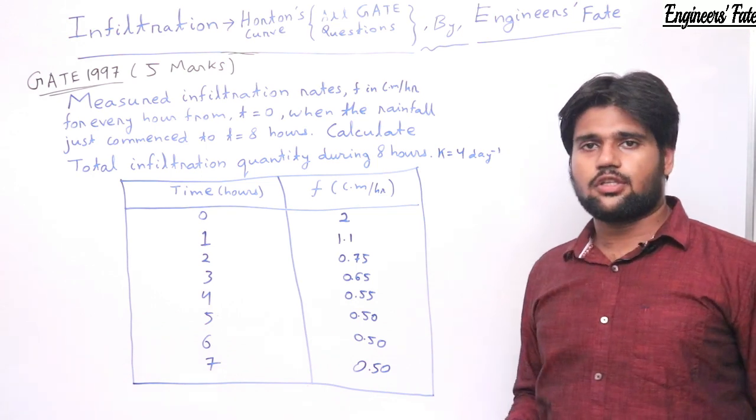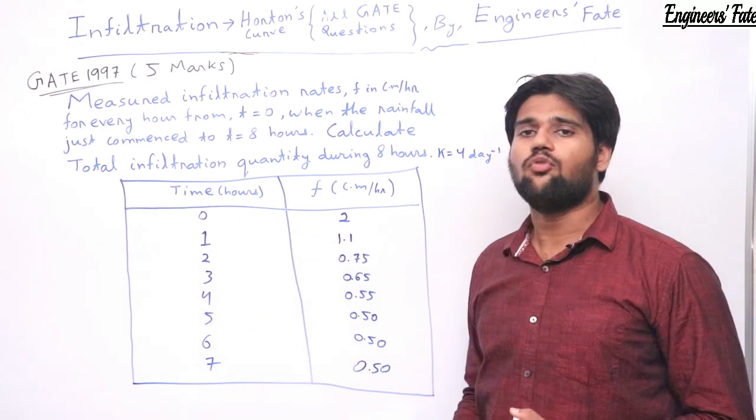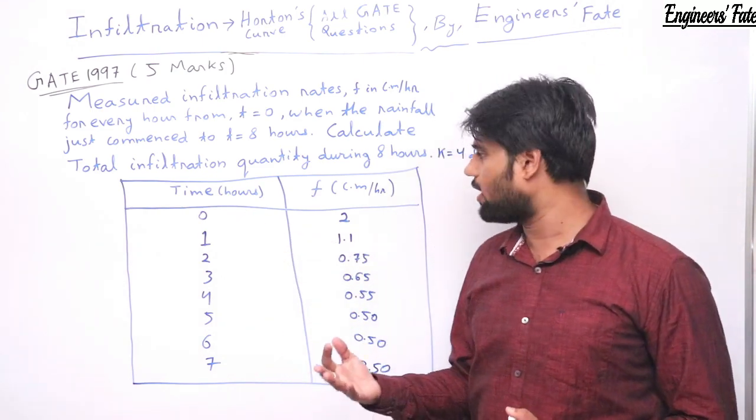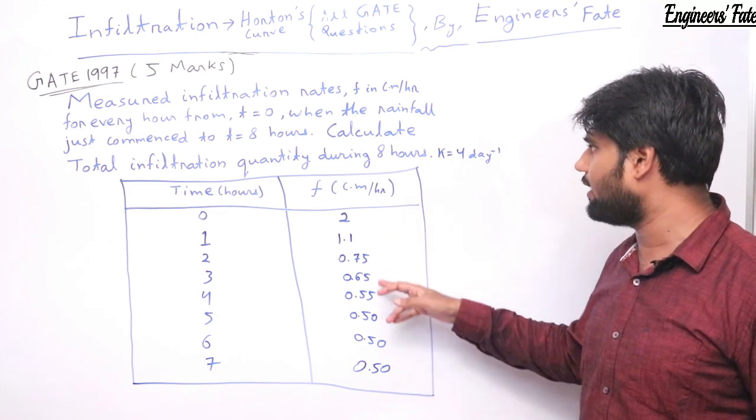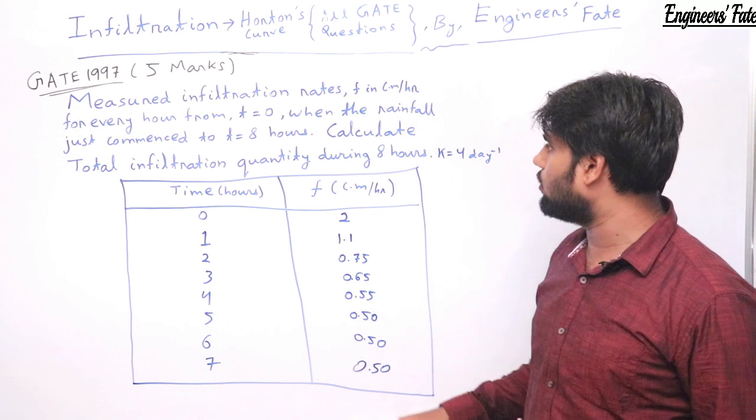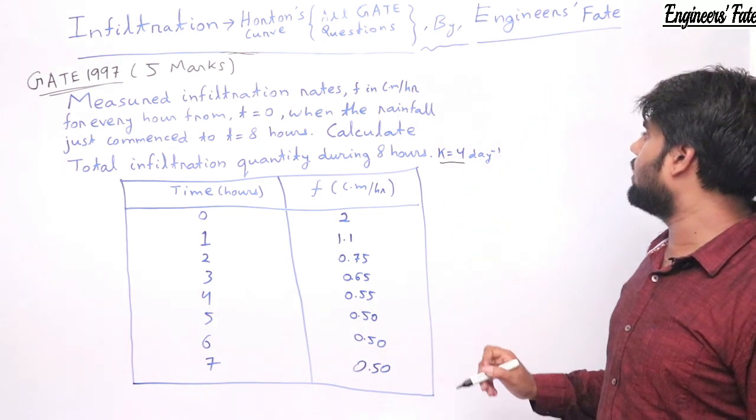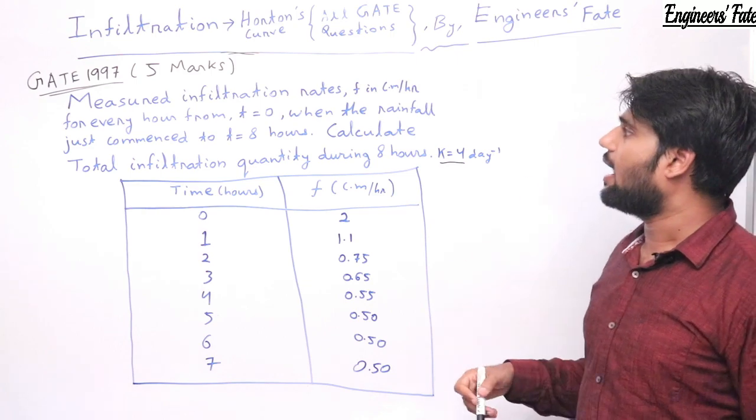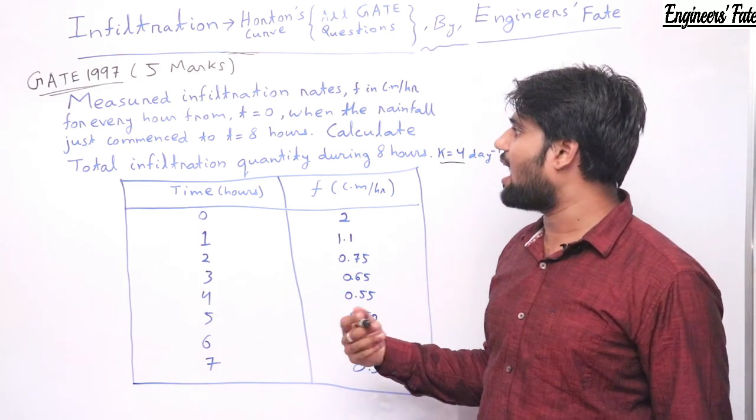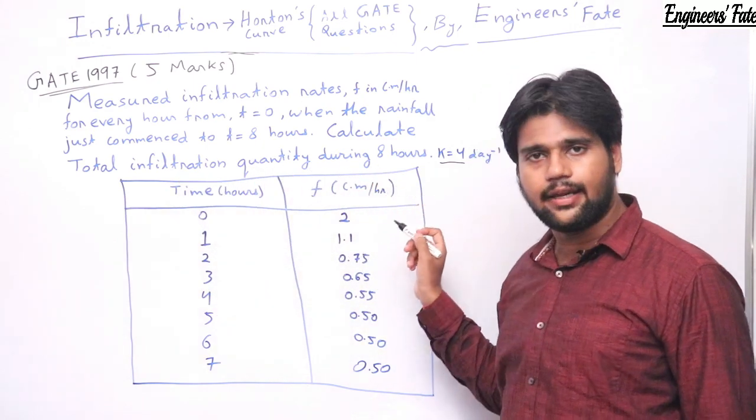In this question, he has given the time values, and with respect to time, he has given the infiltration rate in centimeter per hour. The time value he has given in hours. He has given the rate constant value equal to 4 per day. What he has asked us to find is the total infiltration in 8 hours.